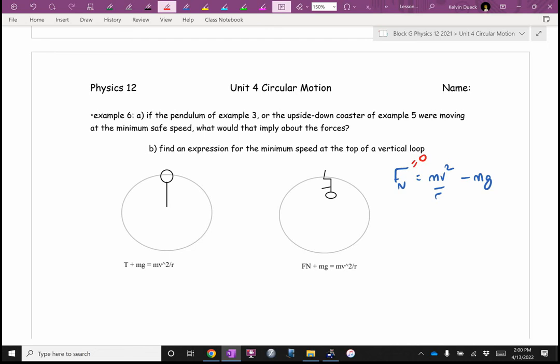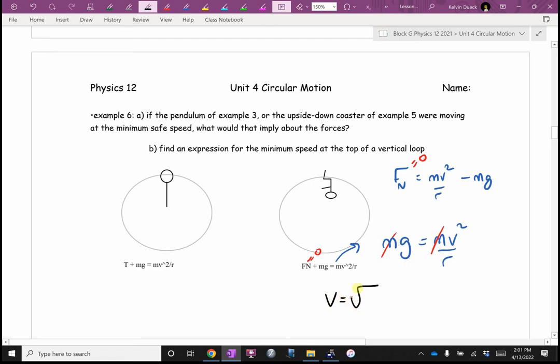So, let's look at this expression right here. If the normal force is zero, your slowest safe speed is mg equals mv squared over r. Is the slowest safe speed the same for little kids and grown-ups? Why? Okay. Get the v by itself, and we end up with the slowest safe speed is the square root of gr.